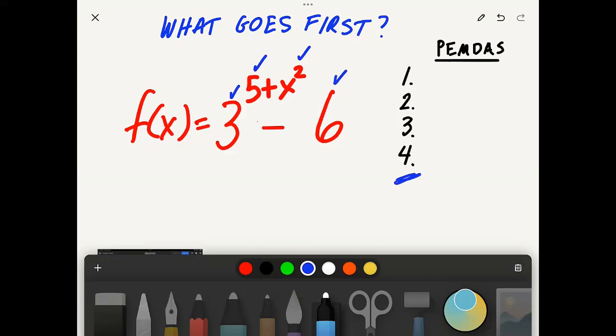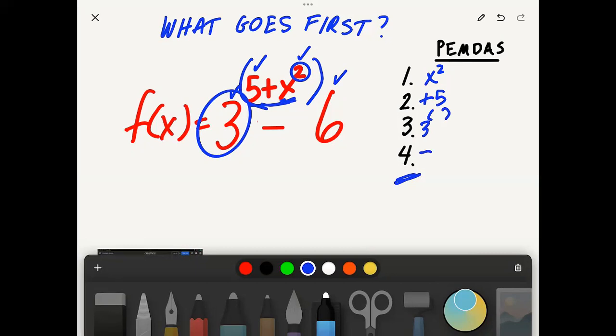Now, based on PEMDAS, what do we do first? Well, the first thing we're going to do, here's the x, we're squaring it. The next thing I'm doing is adding 5 to it. Third thing I'm doing is all of this stuff is raised, and 3 is the base. So this is 3, and I take all of that and I raise it. And then the last thing I'm doing is subtracting 6.